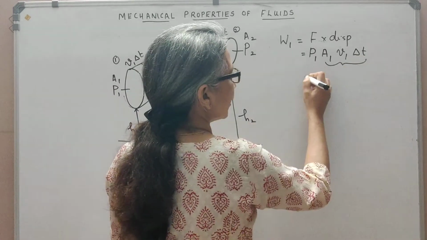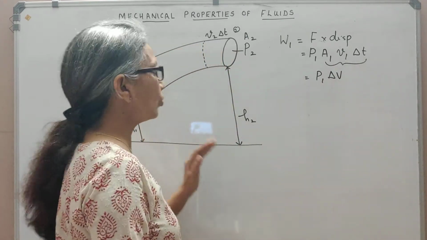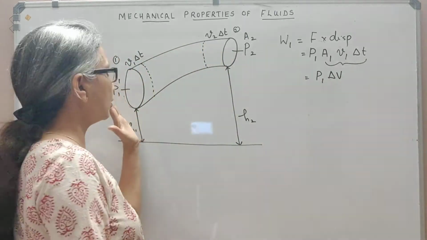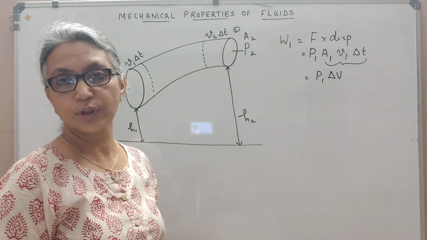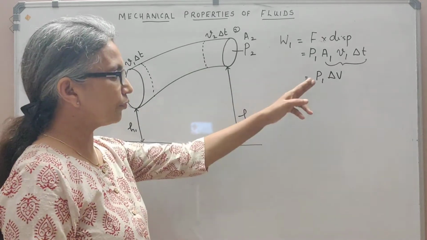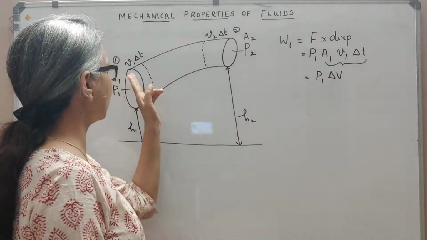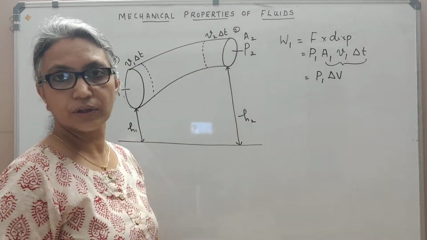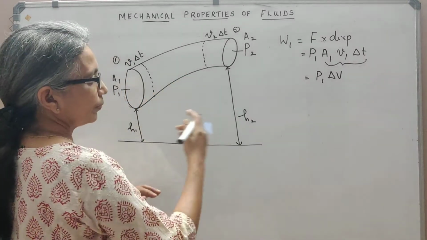So we may write this as P1 into delta V, because you know that in time delta t, the volume entering at end 1 must be equal to the volume of fluid flowing out at end 2. So delta V will remain the same whether it is end 1 or the other end 2, because in time delta t there is no change in volume.